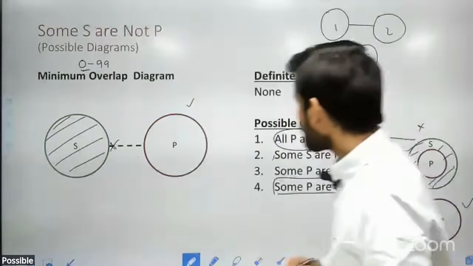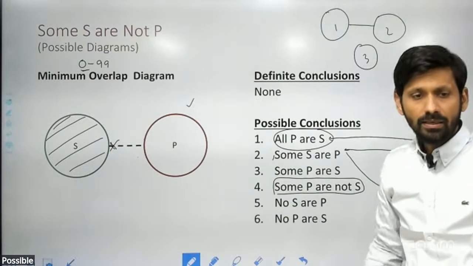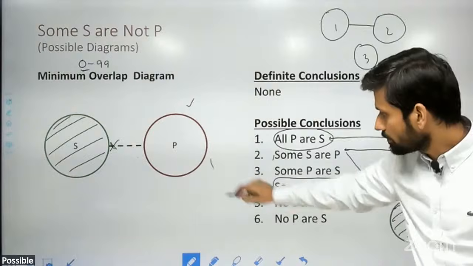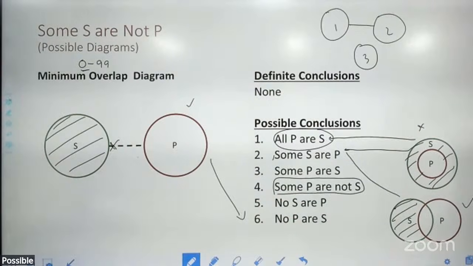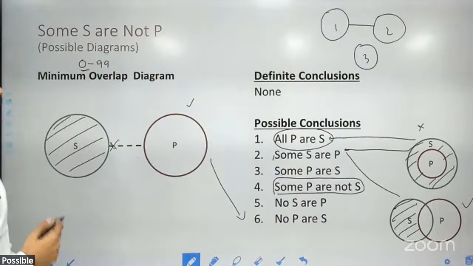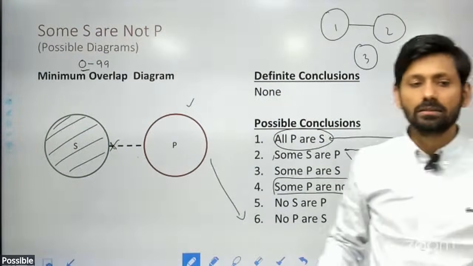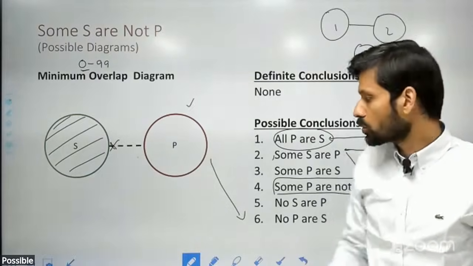Okay. Then no S R P and no P R S coming from here. So these are the 6 possible conclusions, right, from some S R not P, and we understand there is no definite conclusion, right? All right, so with this we can move on to solving the questions.